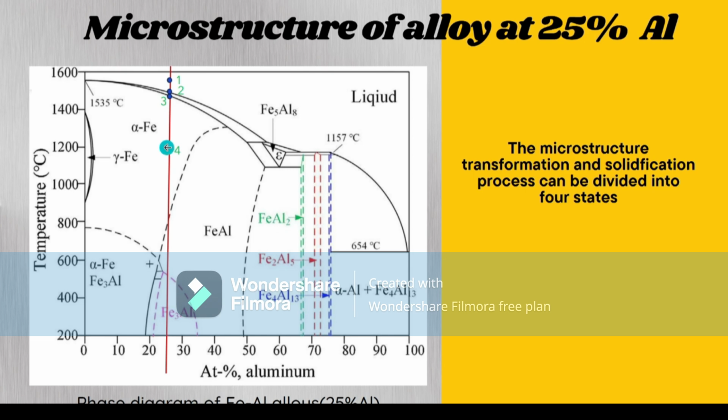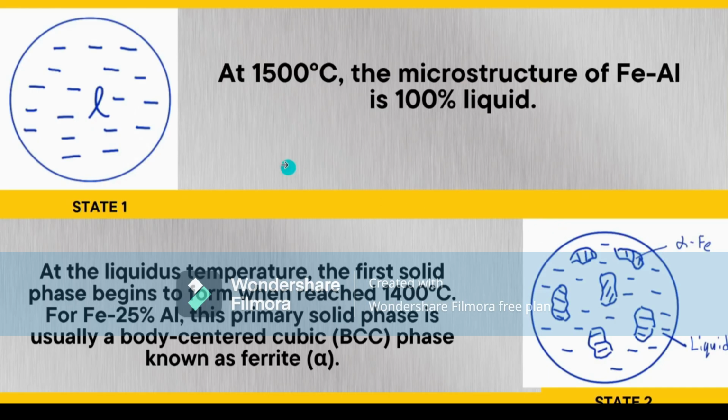Now we can locate the 25% aluminum composition on the FeAl phase diagram. From the graph, we can see that the microstructure transformation and solidification process can be divided into four steps. For the first stage, at 1500 degrees Celsius, the microstructure of the alloy is 100% liquid.